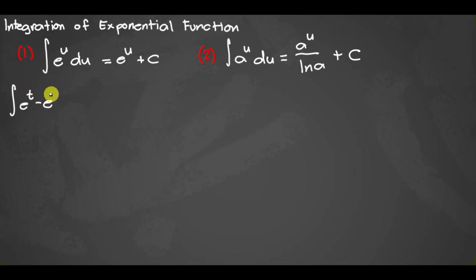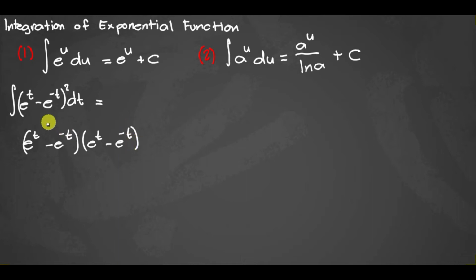Now we have here another example: the integral of the quantity squared of e raised to t minus e raised to negative t dt. Now you can pause this video and answer the question. Using the FOIL method, we have e raised to t minus e raised to negative t multiplied by e raised to t minus e raised to negative t. Our first term, e raised to t times e raised to t, is simply e raised to 2t. This is true since they have the same base, then we add the exponents of our terms.